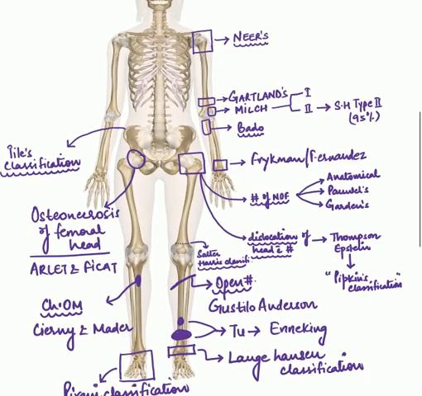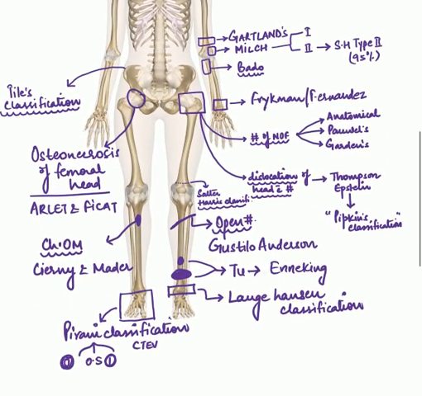So these are some of the classification systems. I've been getting this message again and again to just summarize the common classification systems which may come as MCQs in the exams. So these are a few. If you haven't heard of a few of them, like Lauge-Hansen, or Frykman-Fernandez, or Bado, or Cierny-Mader, or Ficat-Arlet, nothing to worry about. You already have read more than enough from orthopedics.